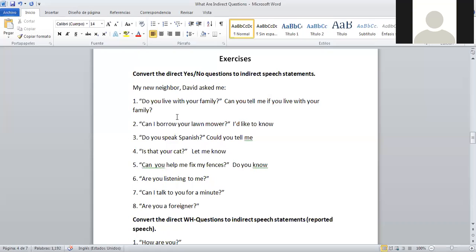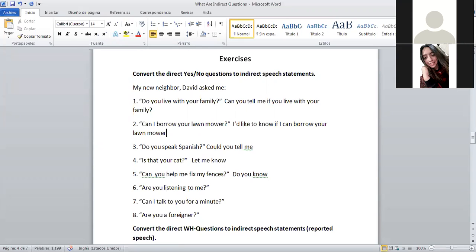Now, can I borrow your lawnmower? I'd like to know if you can, because the subject remains the same. If I can borrow your lawnmower. Do you know what a lawnmower is? No. Okay, lawnmower is la cortadora de césped. To mow is cortar el césped.